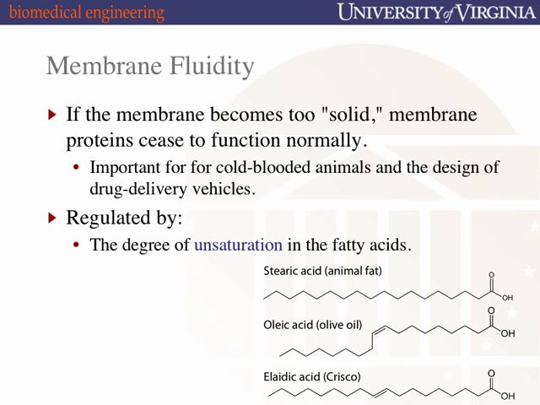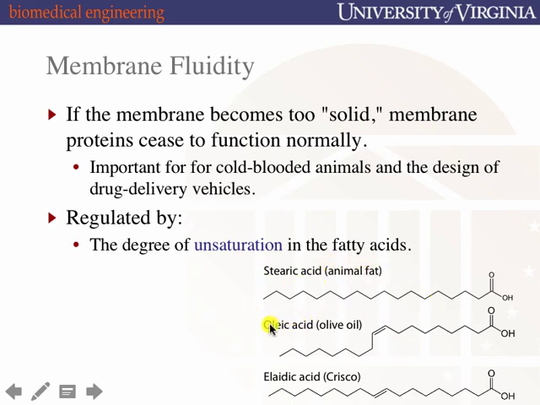So saturated refers to the number of hydrogen atoms occupying those carbons. So if every carbon has the maximum number of hydrogen atoms associated with it, that's a state of complete saturation, right? Unsaturated refers to the introduction of double bonds, which lower the number of possible hydrogens that can be associated with those carbons. If you remember the stick structure, right? So this would represent a fully saturated fatty acid. And this happens to be animal fat.